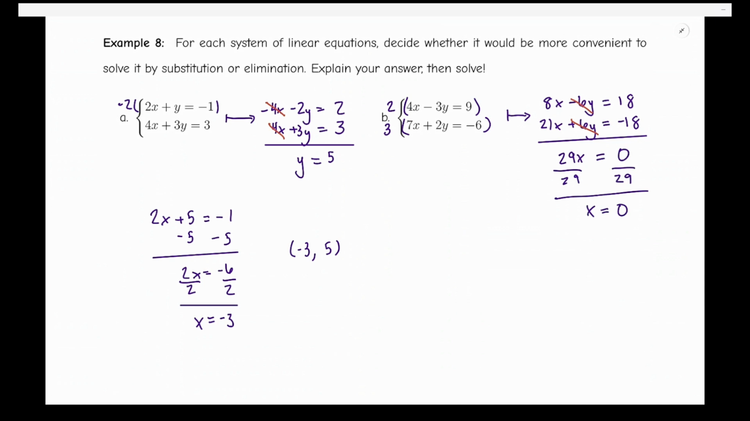Now I plug it back into one of the original equations and solve for y. I'm going to plug it into the second equation this time. 7 times 0 plus 2 times y equals negative 6. That becomes 2y equals negative 6. Divide by 2, divide by 2. Get y equals negative 3. So then our final answer is 0, negative 3.